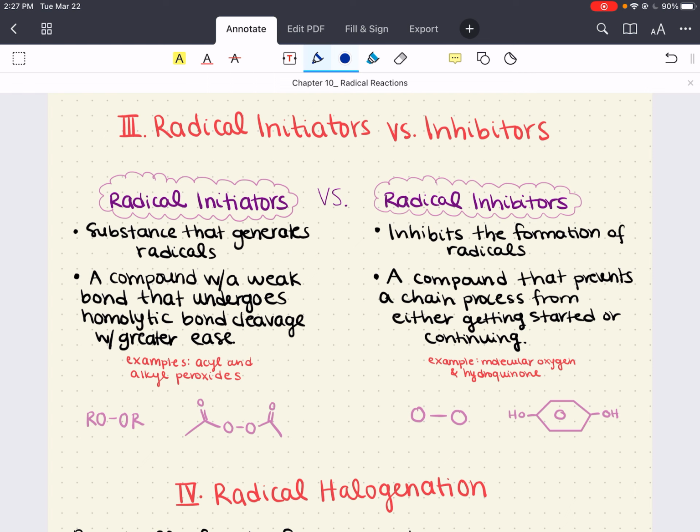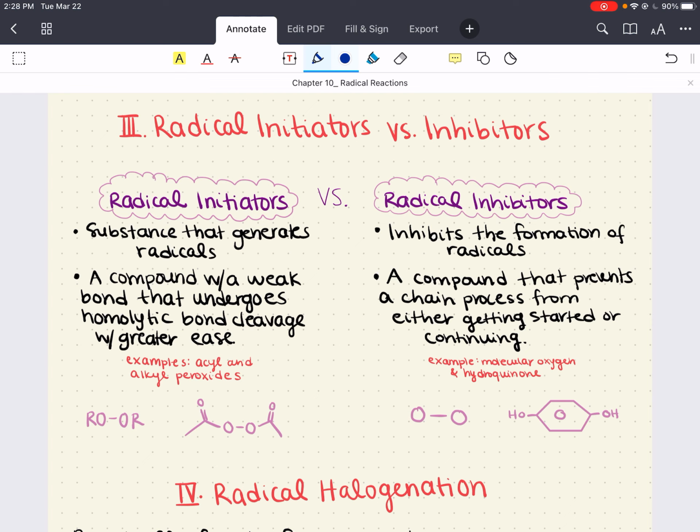Now, radical initiators are substances that generate radicals. It is a compound with a weak bond that undergoes homolytic bond cleavage with greater ease. A good example of a radical initiator are alkyl and acyl peroxide. That oxygen-oxygen bond in both alkyl and acyl peroxides is a weak bond, which contributes to why they are both successful radical initiators. That weak bond easily undergoes homolytic bond cleavage.